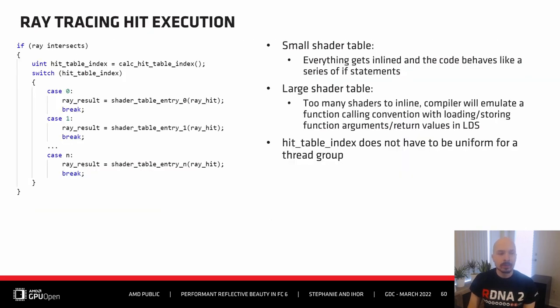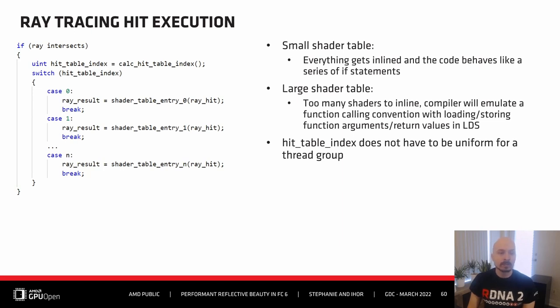So over here, we're going to be looking at what we want from the assembly when we write our ray tracing shaders. You can see the pseudocode on the left, which shows how the actual hit shader execution happens. First we do an if ray intersects, and all of the rays that pass that then calculate their hit table index, which does not have to be uniform for a thread group. And then we do a switch on this hit table index, with each case being another shader table entry.